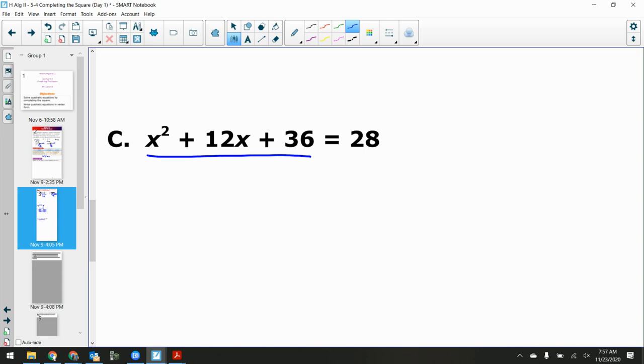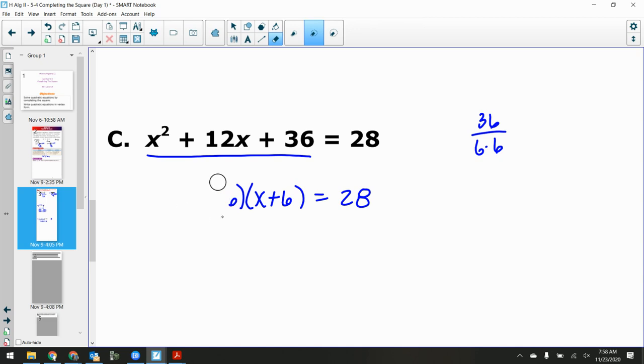Luke? Good. And what are the factors that it goes into? 6 and 6. And what's our middle term? 12. So the factors of 36 are 6 and 6, right? And 6 plus 6 is 12. That is what's called a perfect square trinomial. When this factors into the same number, don't write this, but we could write x plus 6, x plus 6. Well, what's another way to write that? x plus 6 squared.